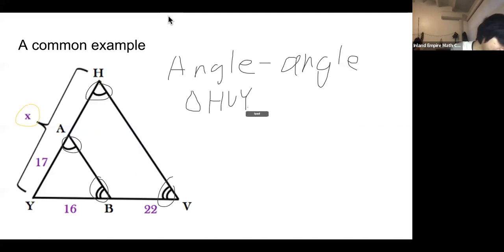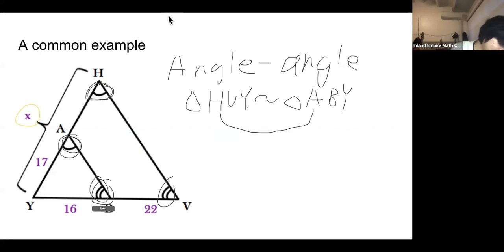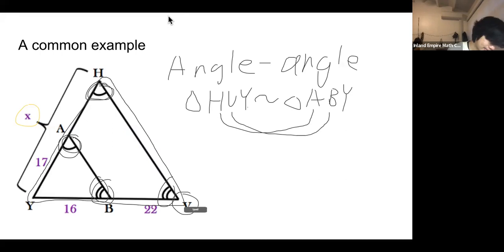HVY is actually similar to ABY, because you get this angle is the same as that angle, so H corresponds to A. This angle is the same as that angle, so that means that B corresponds to V, and we're done, because there's two angles in these two triangles. So which triangles am I talking about again? This triangle, this big triangle, like that.